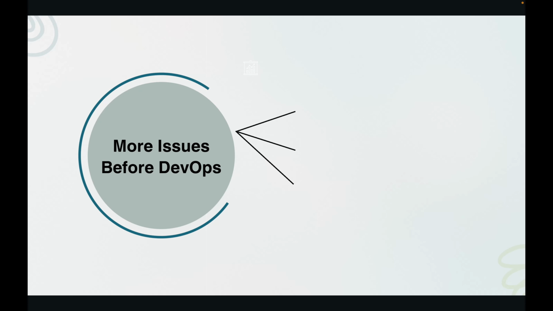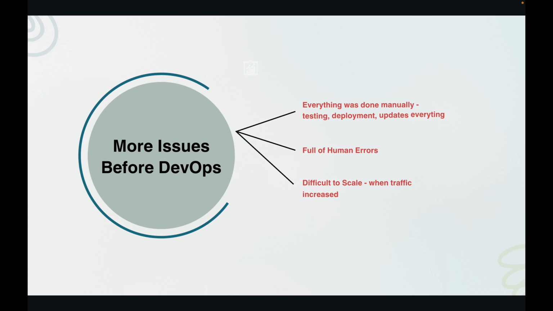Okay, now we understand more issues before DevOps, like being full of human errors. Next one is that it was difficult to scale when traffic increased, and everything was done manually. Whether we talk about testing, deployment, or updates, everything was done manually. So these are the major issues that we faced before DevOps.